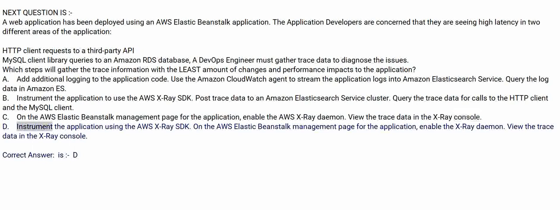D. Instrument the application using the AWS X-Ray SDK. On the AWS Elastic Beanstalk management page for the application, enable the X-Ray daemon. View the trace data in the X-Ray console. Correct answer is D.